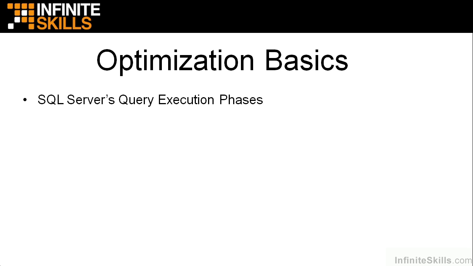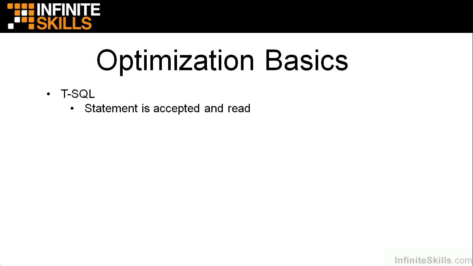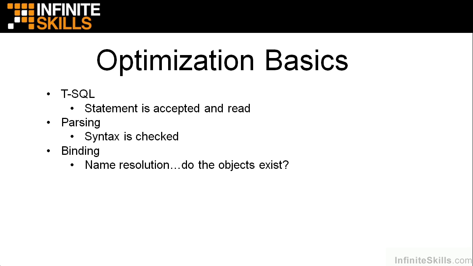Now, the best way to understand optimization is to understand the execution phases that happen every time you execute a query. The first one is the T-SQL stage, then parsing, then binding, then optimization, and then execution. Let's talk a little bit about each one of these. In T-SQL, the statement is accepted and read. In the parsing phase, the syntax is checked. In the binding phase, we're doing name resolution. Do the objects exist? Is the table out there? Does this user have the permissions on this object that he needs?